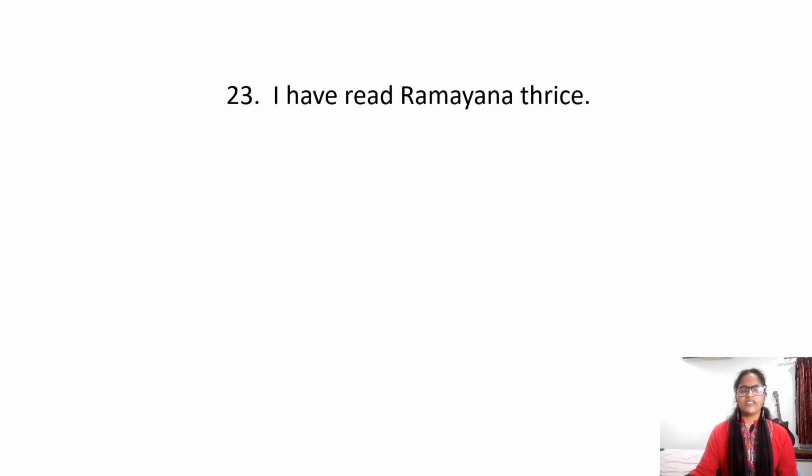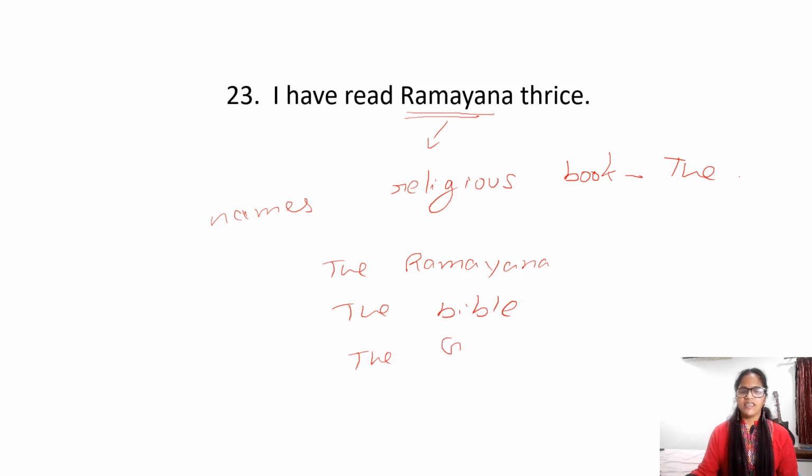Next sentence on the screen. I have read Ramayana thrice. Ramayana is a religious book. Before the names of religious books, we should use the article the. It has to be the Ramayana, the Bible, the Gita. Okay, here the rule is before the names of religious books, we must use the article the. So I have read the Ramayana thrice is the correct answer.